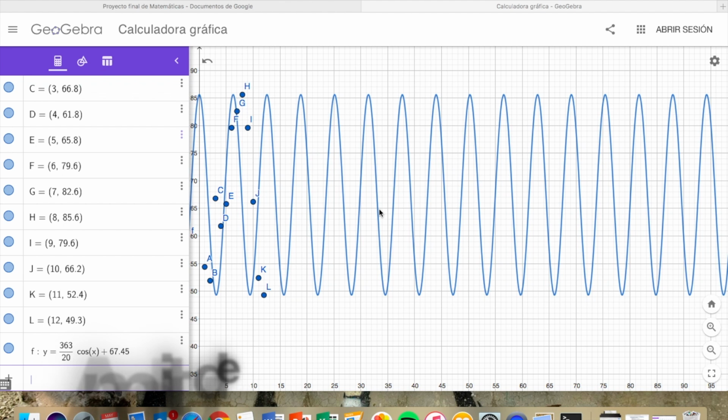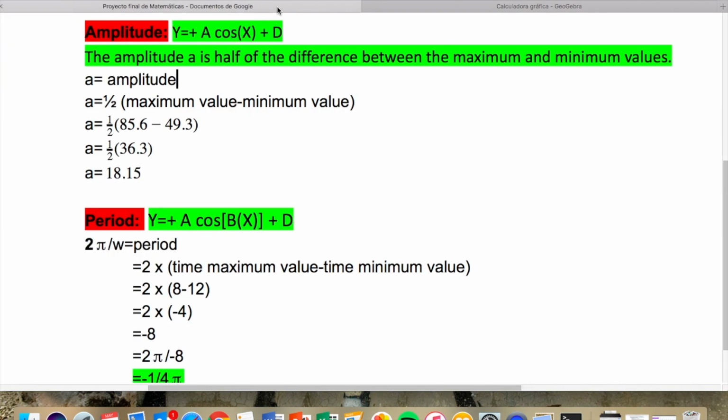We are going to get the amplitude. The amplitude is the height from the center line to the peak, and it's represented by A in the formula. Remember, the amplitude is half of the difference between the maximum and the minimum values. Here, our maximum value is this one, and our minimum is this one. And by doing this operation, we get our amplitude.